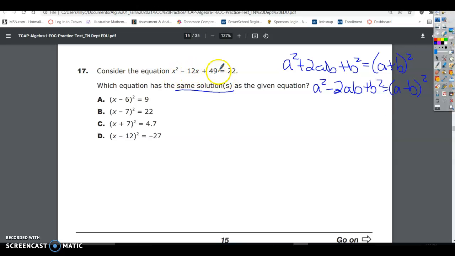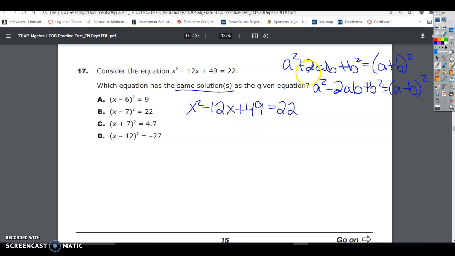So I need to complete the square. This is a perfect square trinomial, and when I have a perfect square, I can rewrite it in factored form as a binomial squared. Alright, so I'm going to have x squared minus 12x plus 49 equals 22. And I know that I need something squared, which I have. The middle term I'm fine with. I'm going to use the middle term to see what I need for this last term.